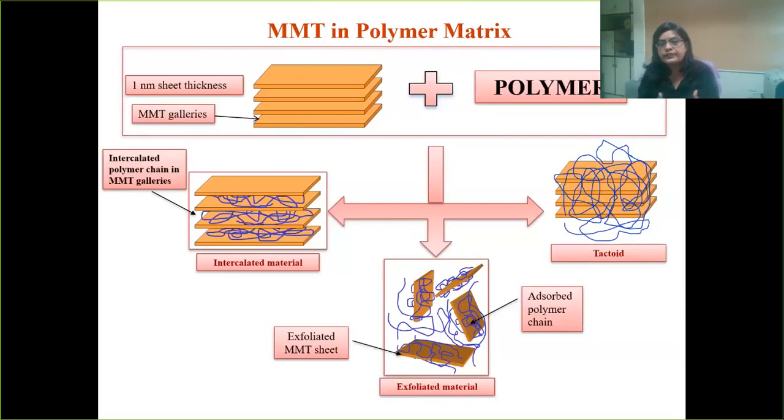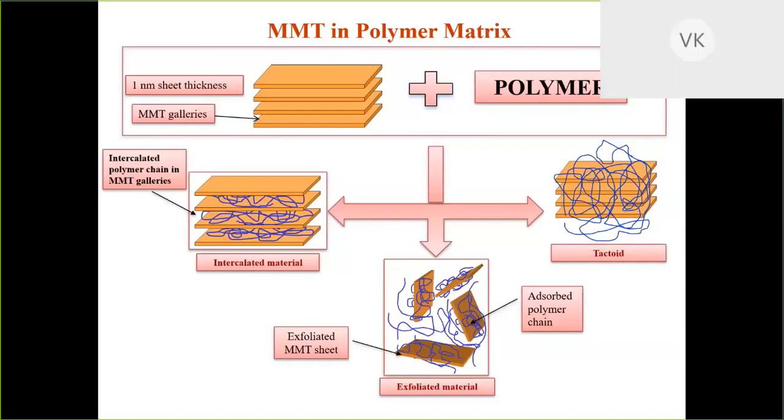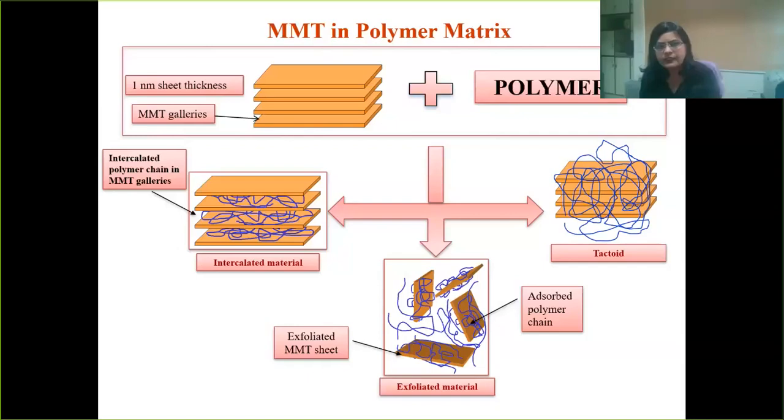First, the composite material may be of intercalated type, it may be of exfoliated type, or there may be the formation of flocculated structure. In intercalated material, simply the polymer chain enters into the MMT gallery and this type of structure forms. In exfoliated materials, the platelet structure of the clay is disordered and randomly distributed in the polymer matrix. In the flocculated type, neither does the polymer enter into the clay galleries nor is the platelet structure destroyed. Simply the polymer is stuck outside the surface of the clay.